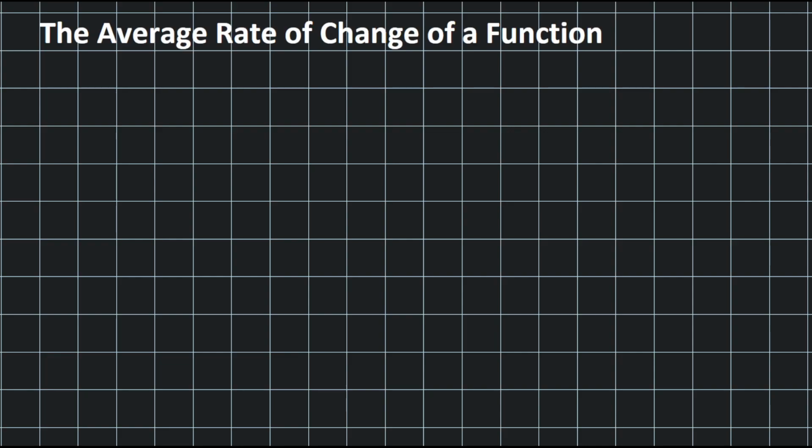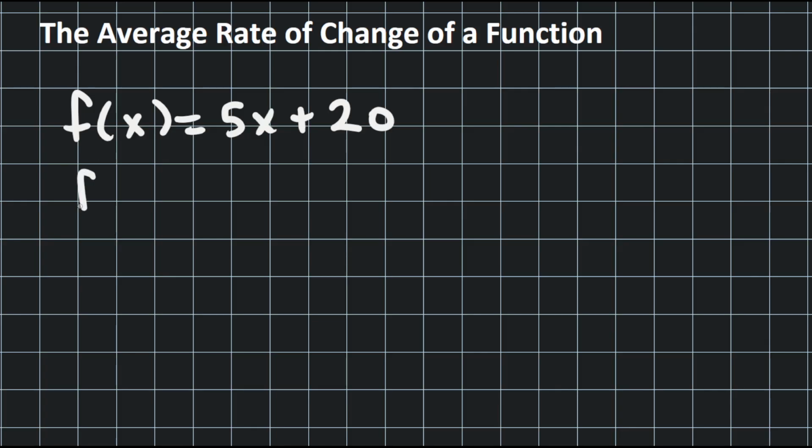Hey everyone, in this video we'll learn how to find the average rate of change of any function. So let's go ahead and just start with the function. Let's say we had f of x equals 5x plus 20, for example. So that's our f of x, and let's say we wanted to find the average rate of change for this function between the x values f of 2 and f of 5.